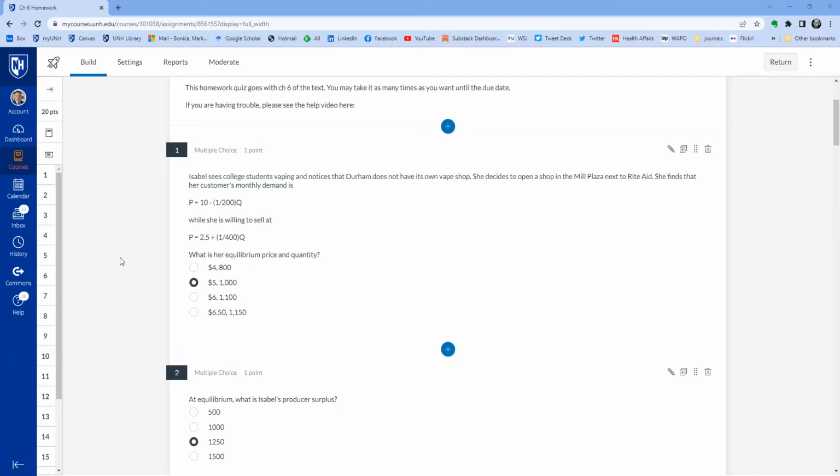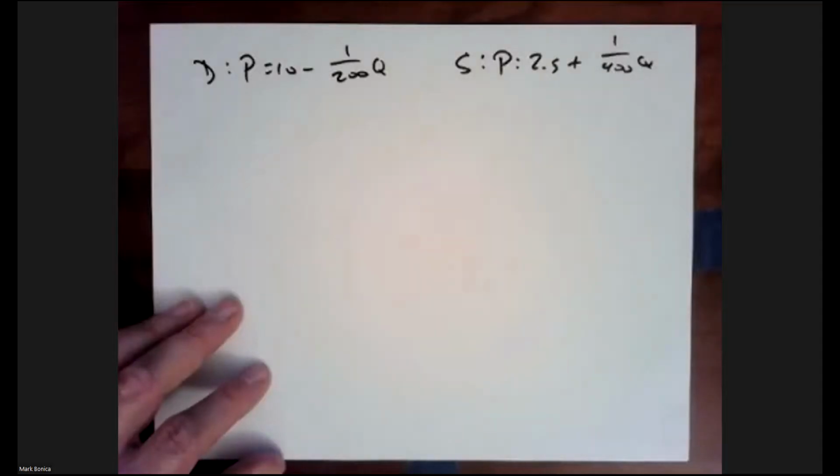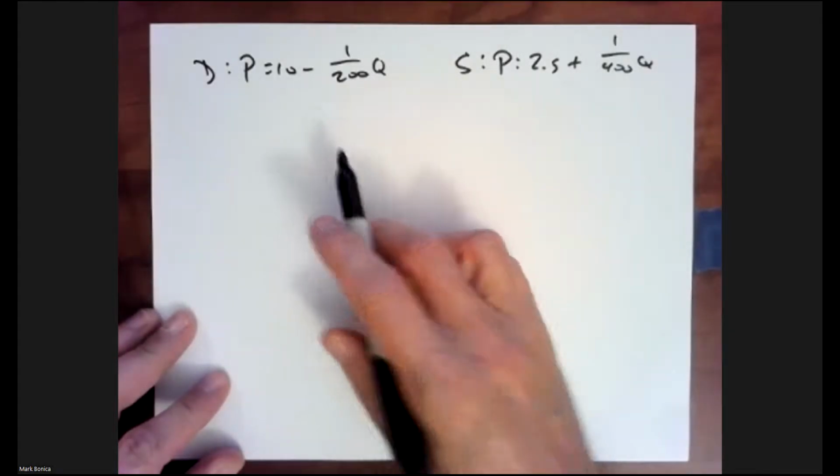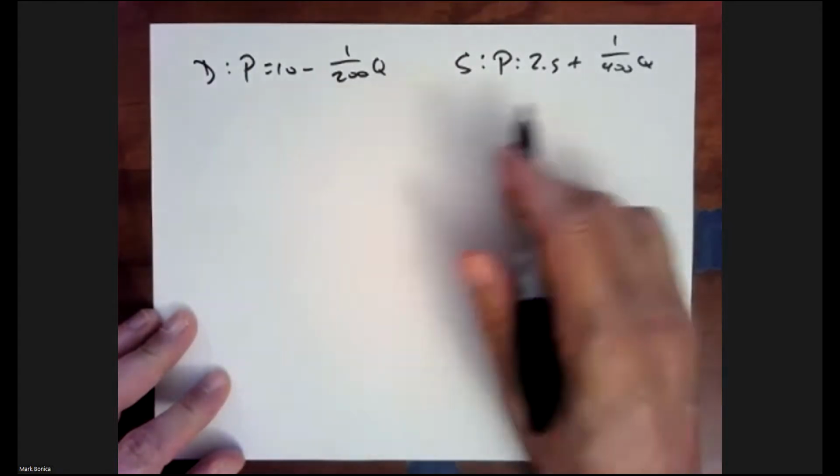All right, so the first problem here, we have Isabel, who's going to start a vaping business. We're going to jot down the demand and the supply curves. So P equals 10 minus 1 over 200 Q. And then supply is price equals 2.5 plus 1 over 400 Q. And we want to find the equilibrium price and quantity. Okay, I jotted down the formulas. We're now going to take them and set them equal to each other.